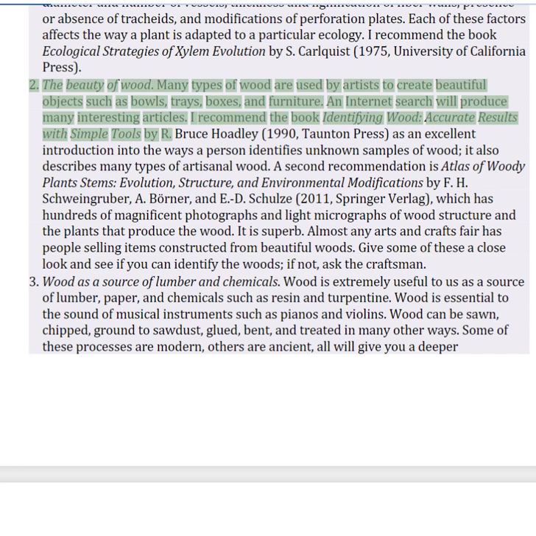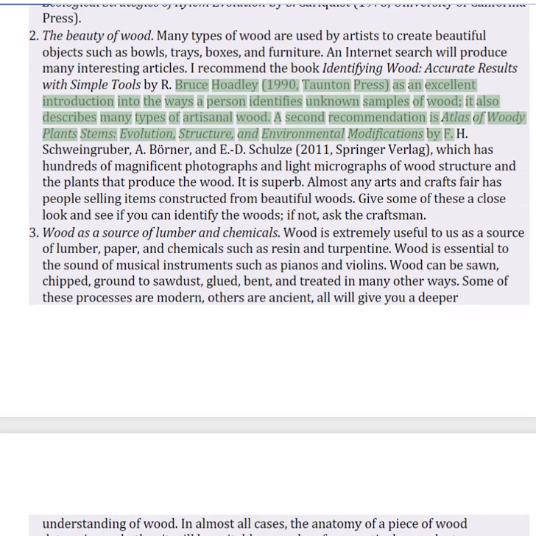2. The beauty of wood. Many types of wood are used by artists to create beautiful objects such as bowls, trays, boxes, and furniture. An internet search will produce many interesting articles. I recommend the book Identifying Wood, Accurate Results with Simple Tools by R. Bruce Hoadley as an excellent introduction into the ways a person identifies unknown samples of wood. It also describes many types of artisanal wood.